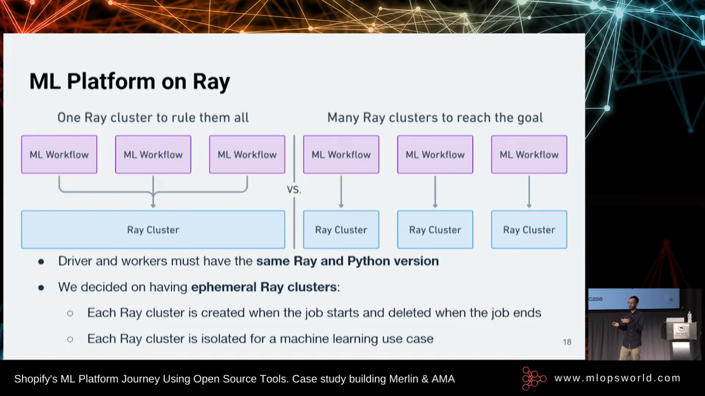The other way is to have many Ray clusters, where you would have a Ray cluster dedicated per machine learning workflow, which means that you can isolate your machine learning workflows and Ray clusters and have a dedicated Ray cluster per use case. So you can keep a separate version of Ray and Python and maybe even the different libraries that you use between your different use cases that are running.